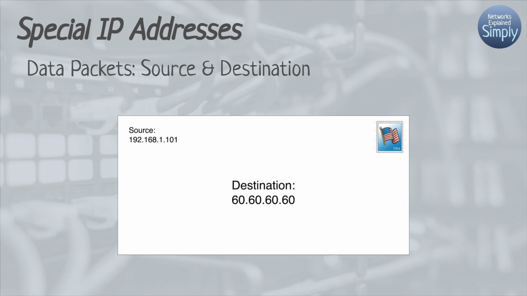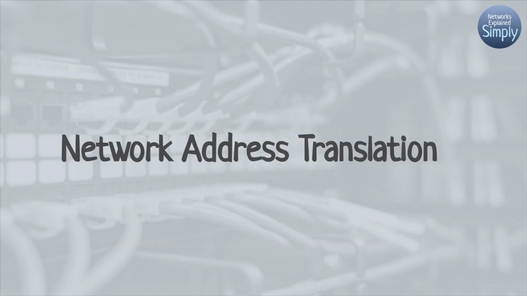Since all routers know that private IPs are not allowed to communicate on the internet, any data that we try to send to the internet like this is going to be dropped or ignored by the very first router that it hits. In order to work around this problem, another new feature was introduced along with private networking, and that feature was called network address translation.